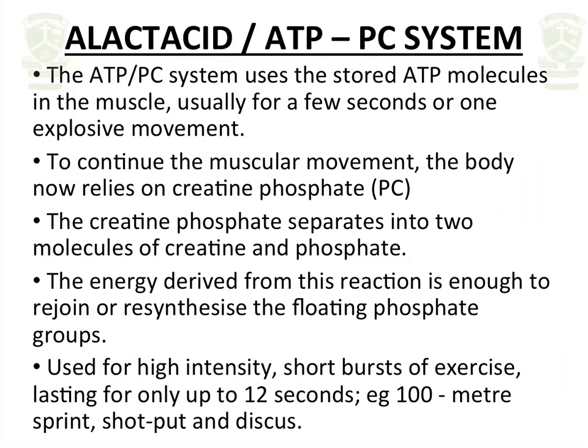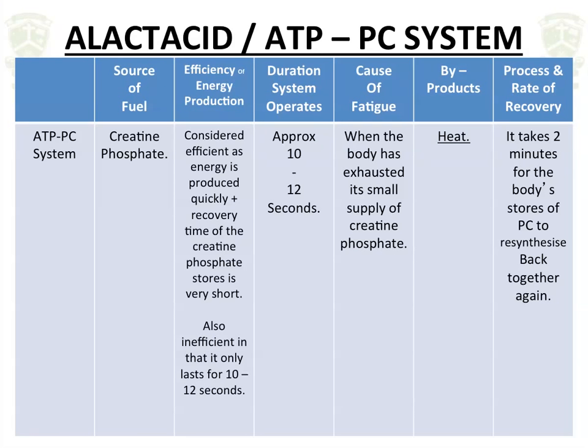So here's your background information on the ATP-PC system. We'll look specifically at the table and what happens. Okay, so going through the 6 areas. The source of fuel, ATP-PC, is creatine phosphate, which is stored in the muscles. Is it considered efficient? Well, it's efficient in that energy is produced instantaneously, and the recovery time of the creatine phosphate stores is relatively short, but it's not really considered efficient because it only lasts for 10 to 12 seconds, as you can see here. If this system lasted as long as the aerobic system, it would be brilliant because it's got no negative byproducts.